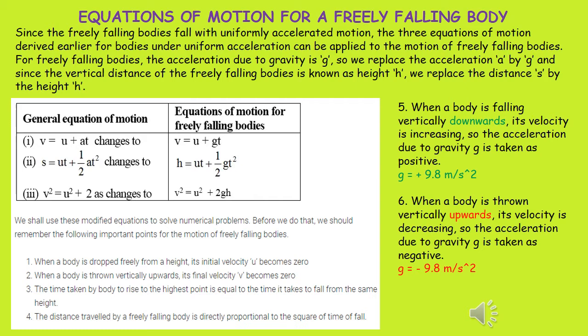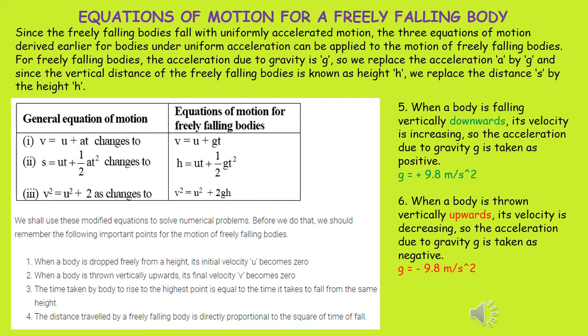Now, while discussing the motion of a freely falling body, we have to assume a few things, that whenever an object is dropped freely from a certain height, then the initial velocity of the body will be 0 and the final velocity of the body just before touching the ground will be maximum. And when the body is falling down freely, as the body is accelerated, the value of small g will be positive because the velocity is increasing.